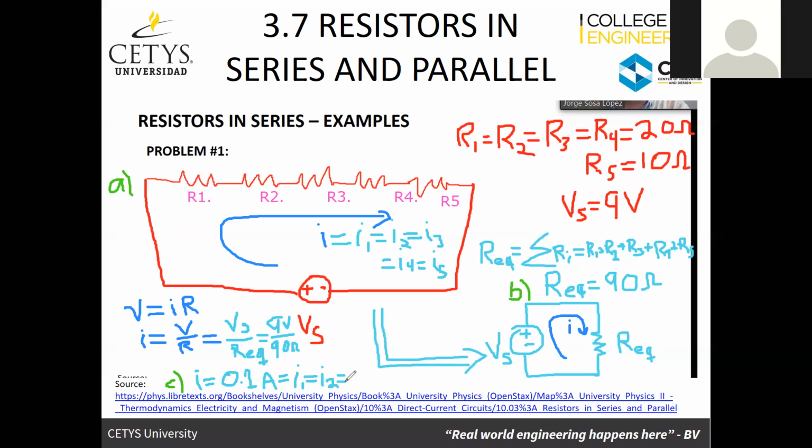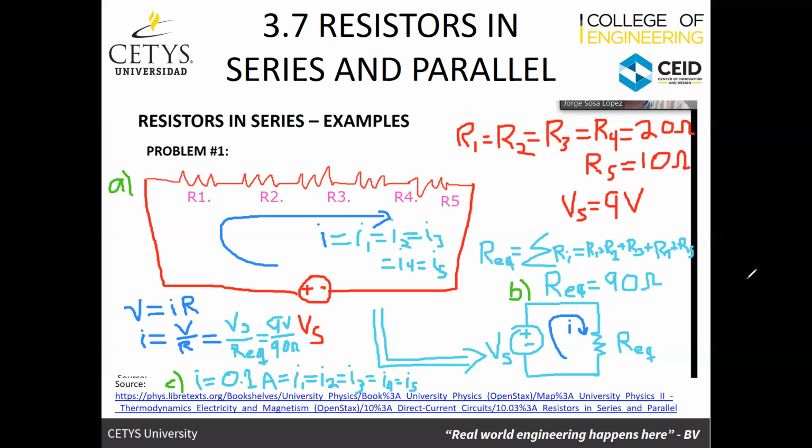Okay, so I2 equals I3 equals I4 equals I5. Okay. Let me do a screen save of this. Okay. Questions with this one before we move on? So this is C. What is the next one?